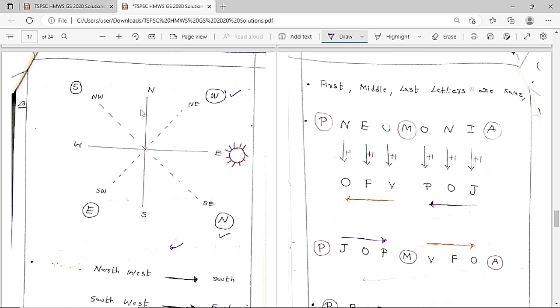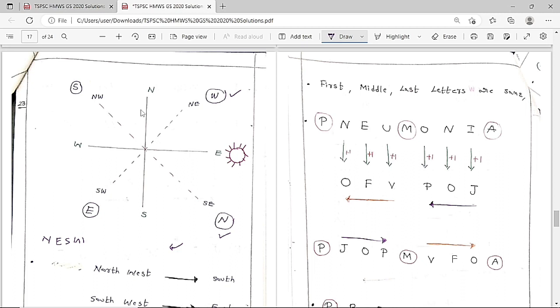If this is north, then it will become east. Then it will become south. Then it will become west. As you can see clearly, north, east, south, west in the clockwise direction, right? Here also the same thing in the clockwise direction. So this is the north, then this will become east, this will become south, and this will become west. All are 90 degree perpendicular.